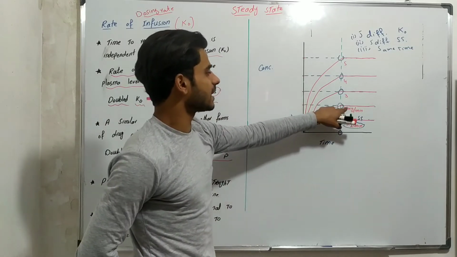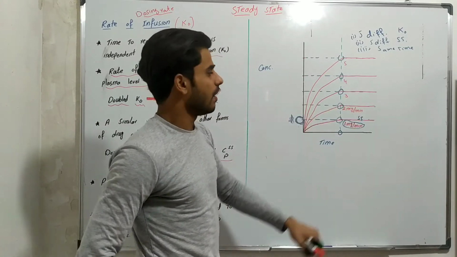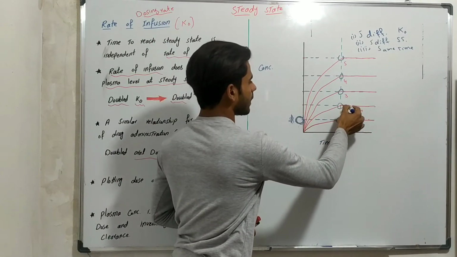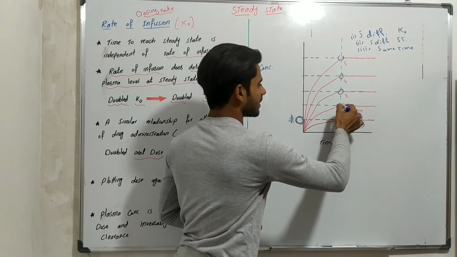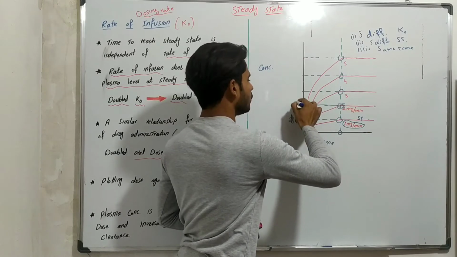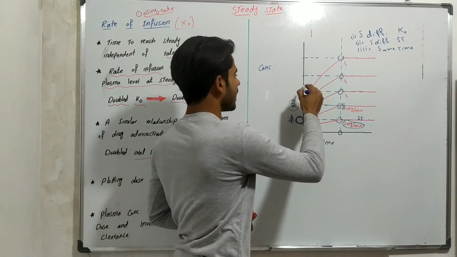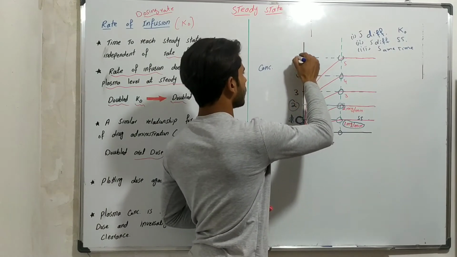Then we increase the rate of infusion to 2 mg per minute. When we increase the rate of infusion to 2 mg per minute, then what is the plasma concentration? Now steady state is here. So what is the plasma concentration? 2. So the plasma concentration of a drug at steady state is 2. Same here, 3, 4, 5.